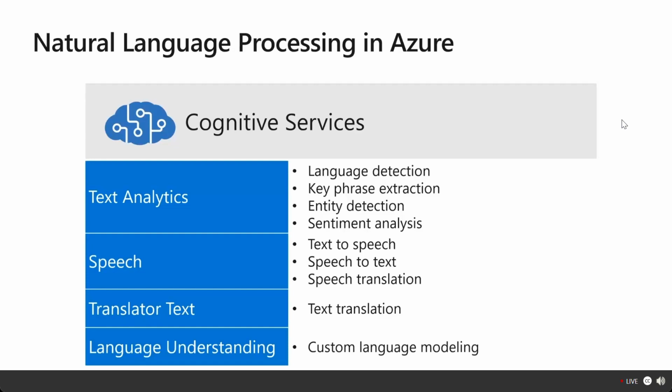Right, so in cognitive services related to text analytics, we have language detection, key phrase extraction, entity detection, and sentiment analysis. And I'll have a short demo on this shortly. For speech, we have text to speech, speech to text, and speech translation. For translator text, we have text translation. And for language understanding, we have custom language modeling. We'll get to all those in a minute.